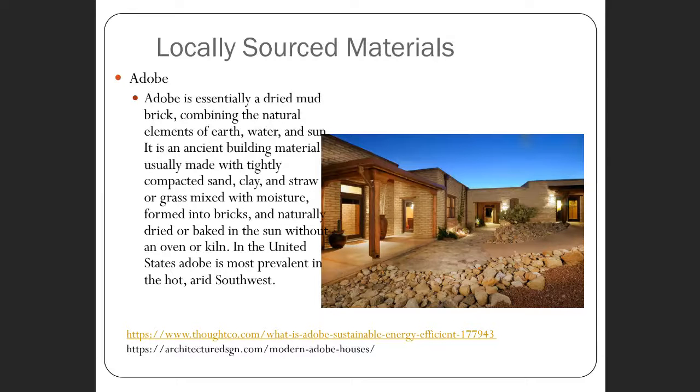Again, adobe is a good example of a locally sourced material. Adobe is a dried mud brick. It's an ancient building material, been used for a long time. Adobe is most prevalent in the hot arid Southwest. So again, we're not likely to build with adobe in this climate, but there are certain climates where adobe would be a perfect choice.